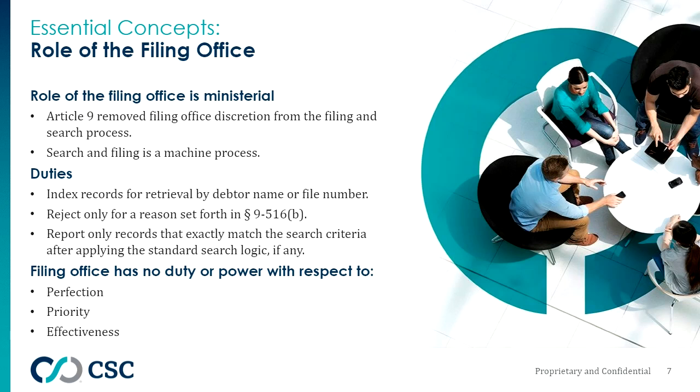But the key is to understand that search logic when you're doing searches, which is why there's value in employing a service company to do that, because we do that all day, every day, and understand the idiosyncrasies. The filing office has no duty or power with respect to perfection. They don't determine that. That's determined outside of the system. Or priority, again, that's determined outside of the system. Or the effectiveness of the liens, again, those concepts are outside of the notice system that the UCC system represents.